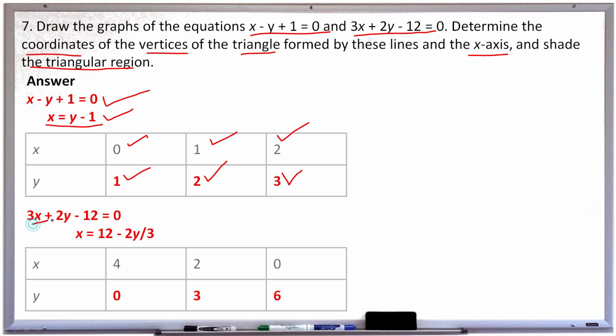Now the second equation, we write it in terms of x for our convenience. So 12 minus 2y, the 2y you bring to the right side, it will become minus 2y, divided by 3. Put the value of y is equal to 0, you will get x is equal to 4 in this equation. y is equal to 3, you will get the value of x. Similarly y is 6, you will get x is equal to 0.